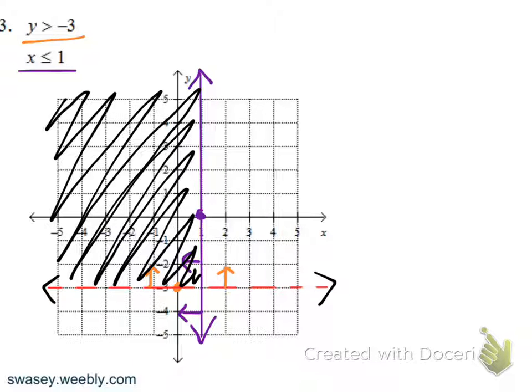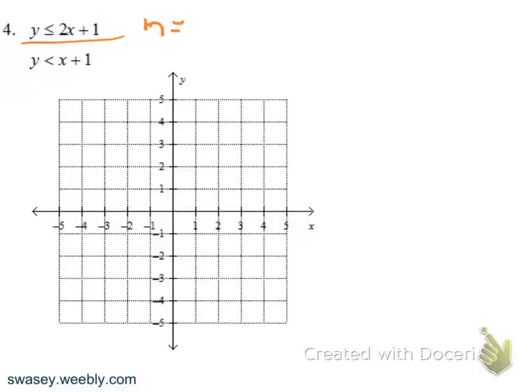If you only do one shading, it's a little bit more obvious, easier to see the solution set. For this first one, we have a slope of 2/1, a y-intercept of 1. So we'll plot a point at 1 on the y-axis, and then we'll go up 2 to the right 1. Has the or equal to, so it's a solid line.